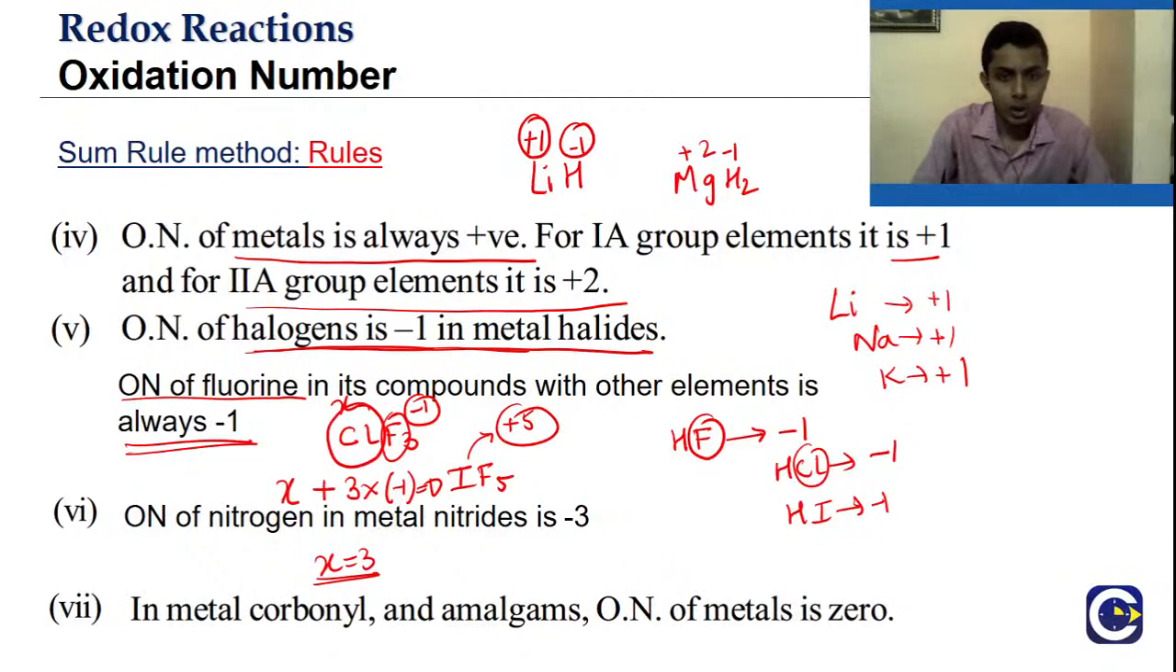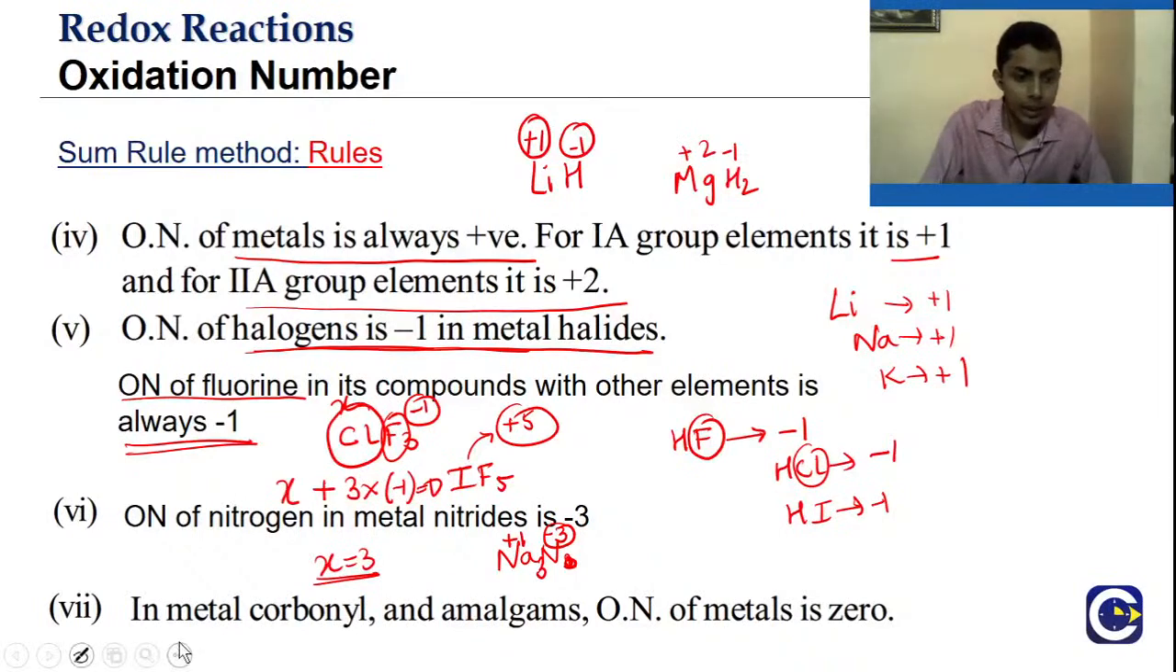Oxidation number of nitrogen in metal nitride is -3. For example, you may take Na3N. In all these cases, what happens? Sodium will have +1 and nitrogen will have -3. Wherever nitride comes, sodium nitride, lithium nitride, nitrogen will have an oxidation number of -3.